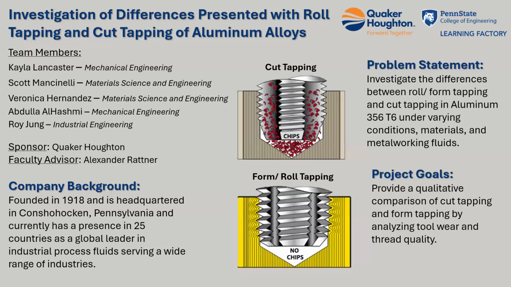Our problem statement for this project is to investigate the differences between roll, also known as form tapping, and cut tapping in aluminum alloy 356 T6 under varying conditions, materials, and metalworking fluids. Our primary project goal was to provide a qualitative comparison of cut tapping and form tapping by analyzing tool wear and thread quality.